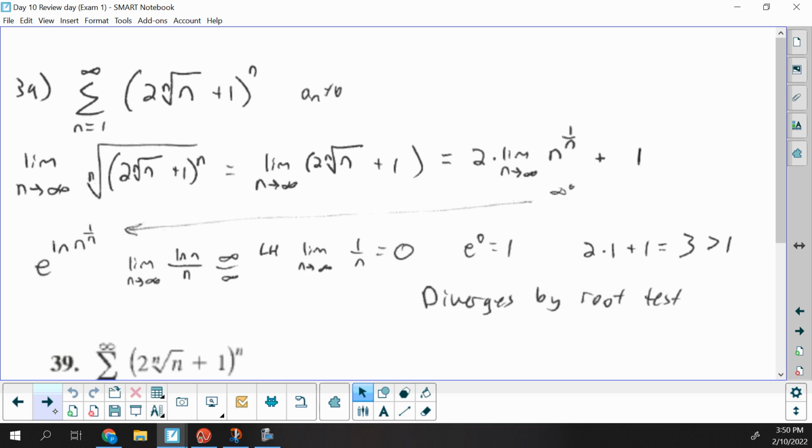As n goes to infinity, we get 0 for that, but remember it's really e raised to that. e raised to the 0 is 1. If we put that back into our expression, that's now 2 times 1 plus 1, which is 3. 3 is greater than 1, so we diverge by the root test. That was probably one of the most complicated ones on this homework assignment.